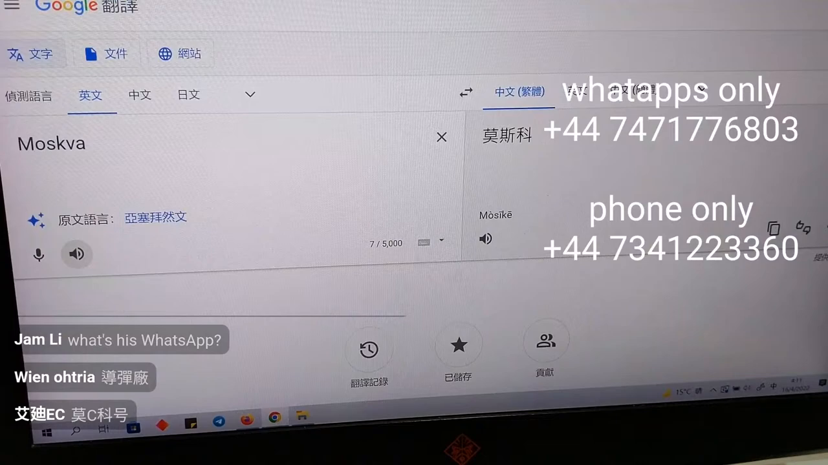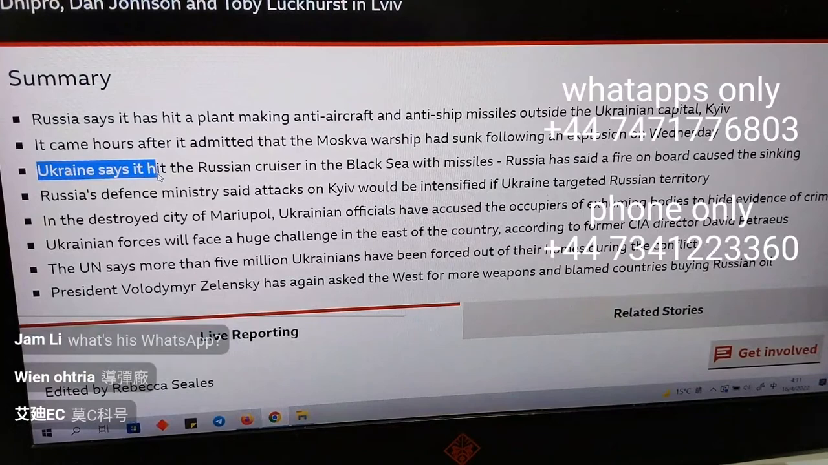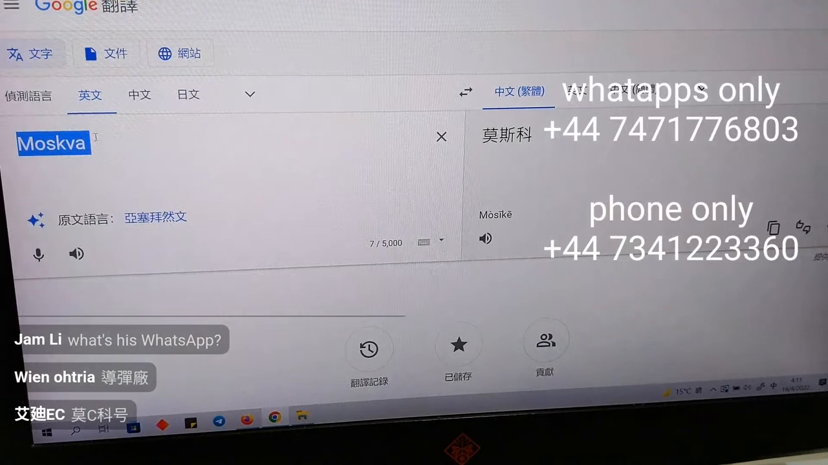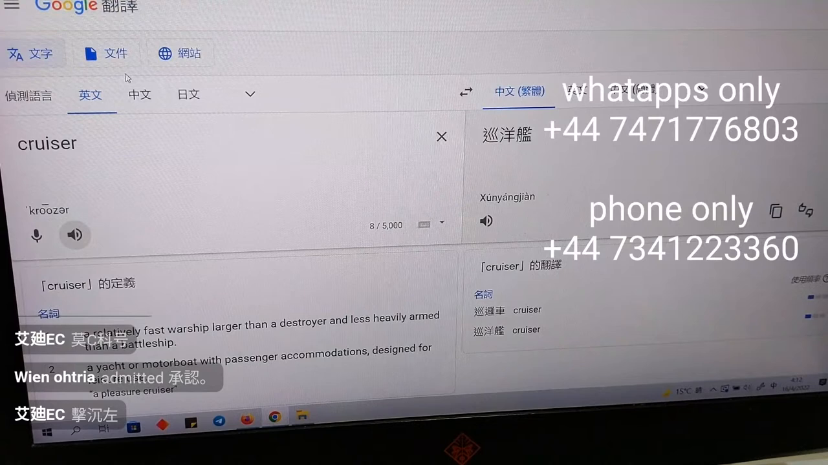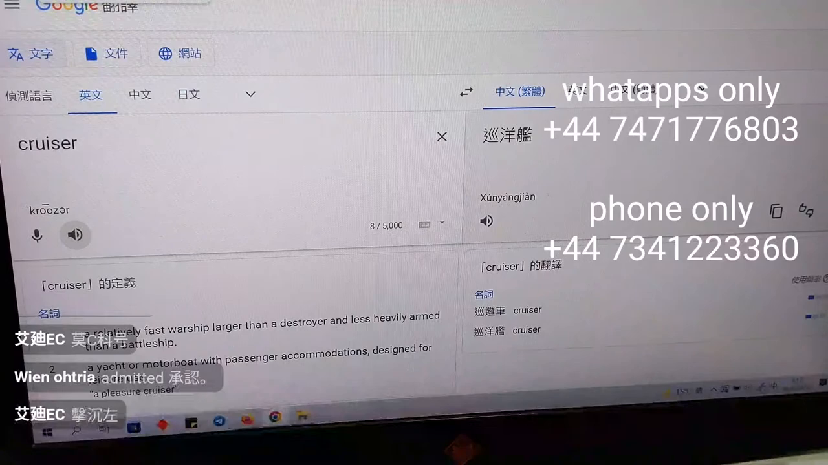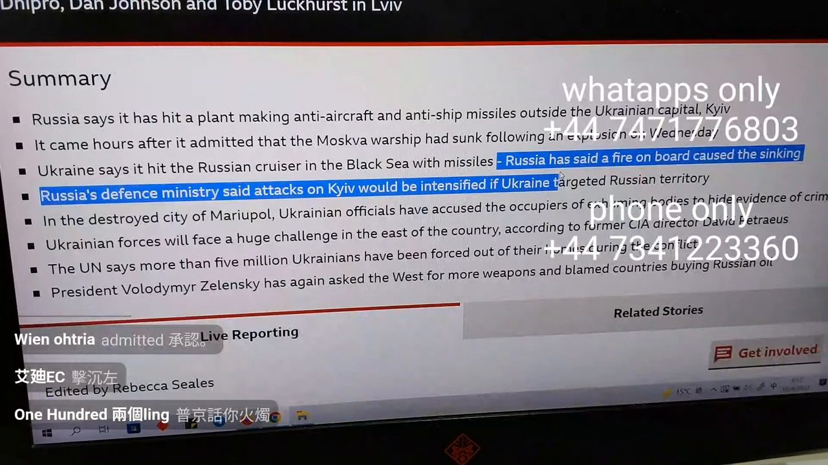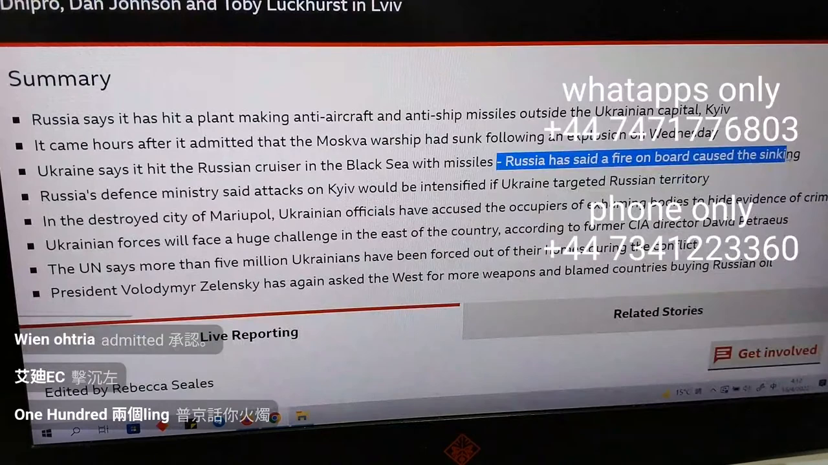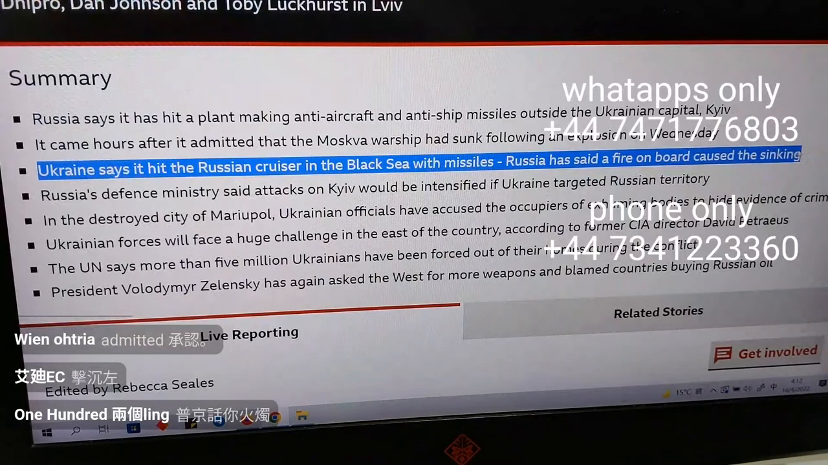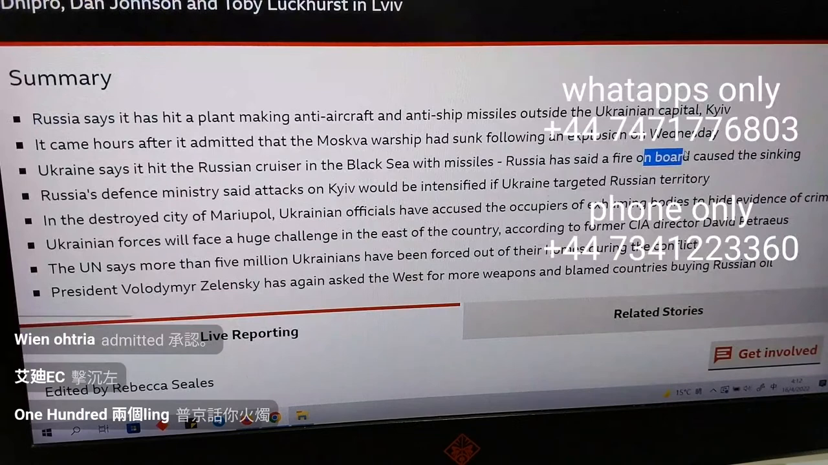Okay. Ukraine says it hit the Russian cruiser in the Black Sea with missiles. What is a cruiser? Cruiser, is it cruiser? 沉咗, oh, 承認, 這裡 admitted, 解承認, okay. Cruiser in the Black Sea with missiles. Russia says a fire on board caused the sinking. 俄羅斯就否認啦, 就說他是, 啊, 著火而已, 他那個, 不知, block啦, on board, 即是他那個, 那船那塊, on board 我不知道什麼意思 on board 即是他的船著火 on board. What is on board?